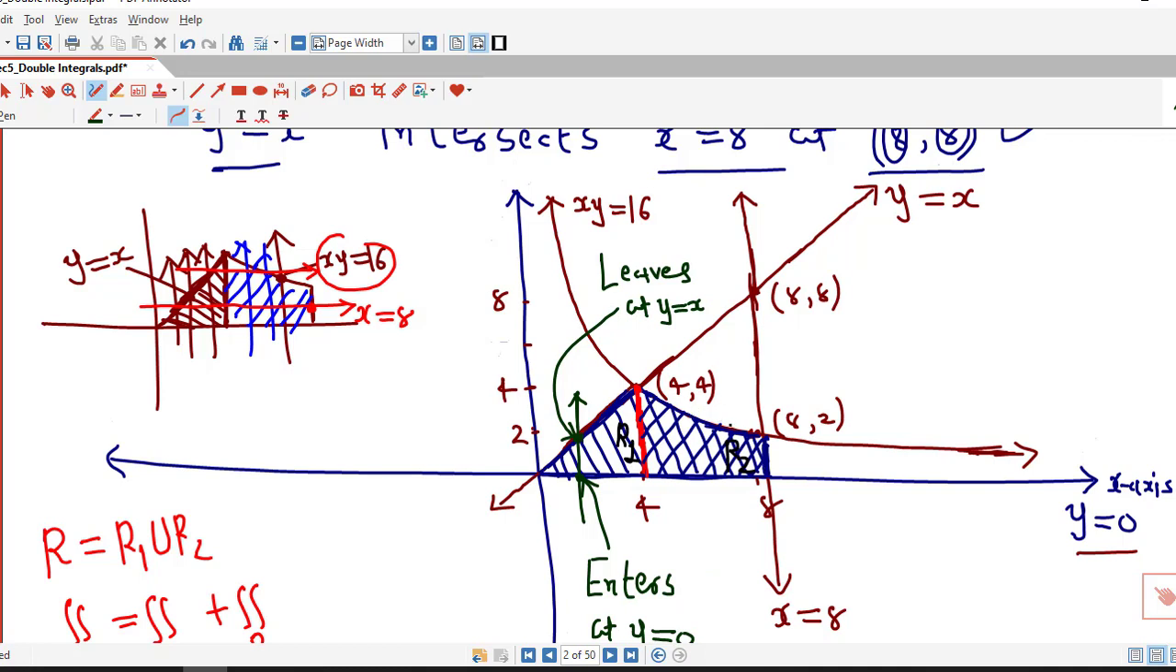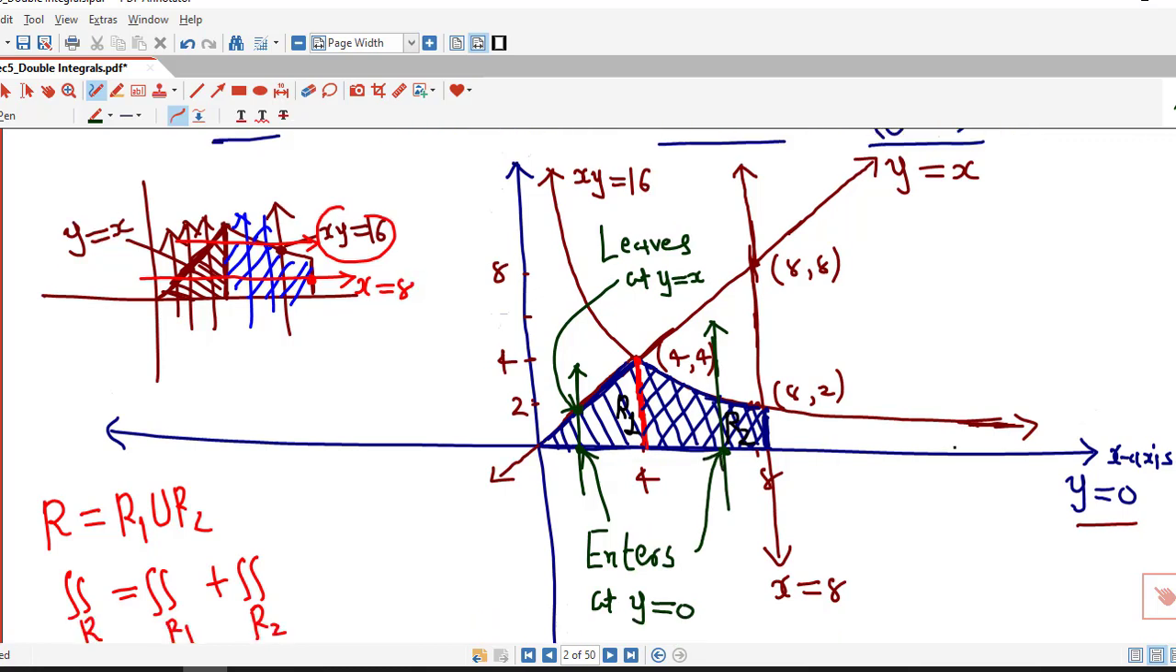Similarly, we consider a vertical line passing through region R2. So this point is on the x-axis, so here there is no problem. Line enters at y equal to 0. So the line is entering the region at the curve y equal to 0, but the line is leaving the region in different curves if we consider lines in R1 and R2.